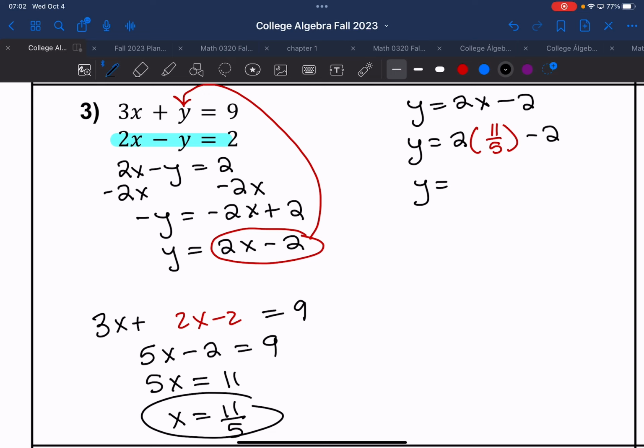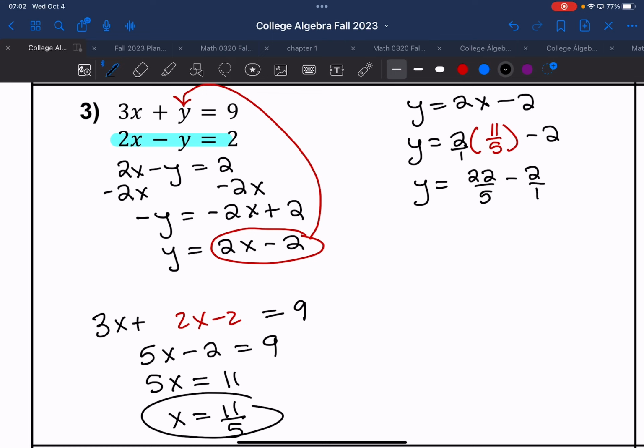21 over 5. Good. Well, close. 22 over 5. Because this 2 is over 1. So if we multiply 2 times 11, we get 22. 1 times 5, we get 5. Then we're going to subtract 2, which I'm going to write as 2 over 1.